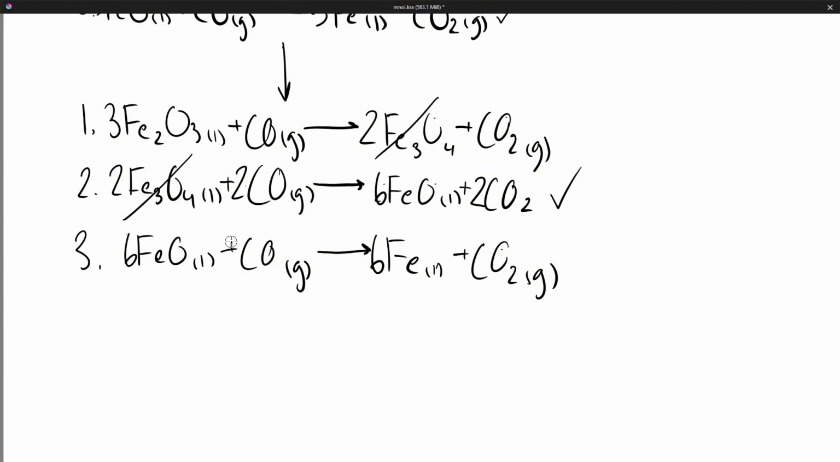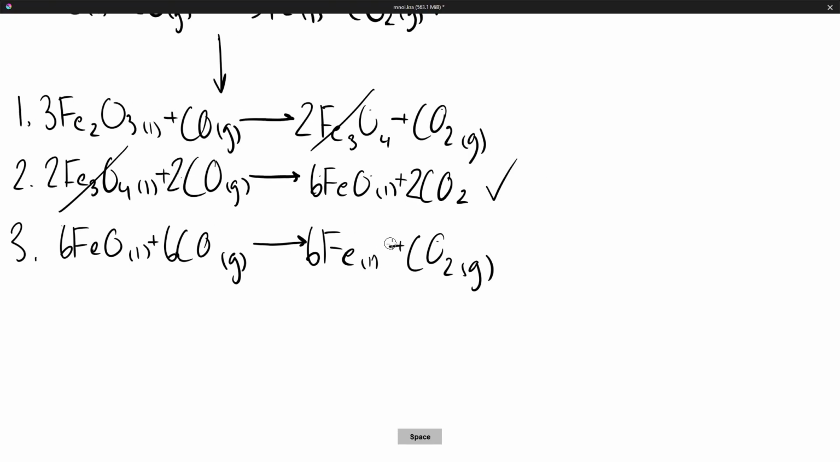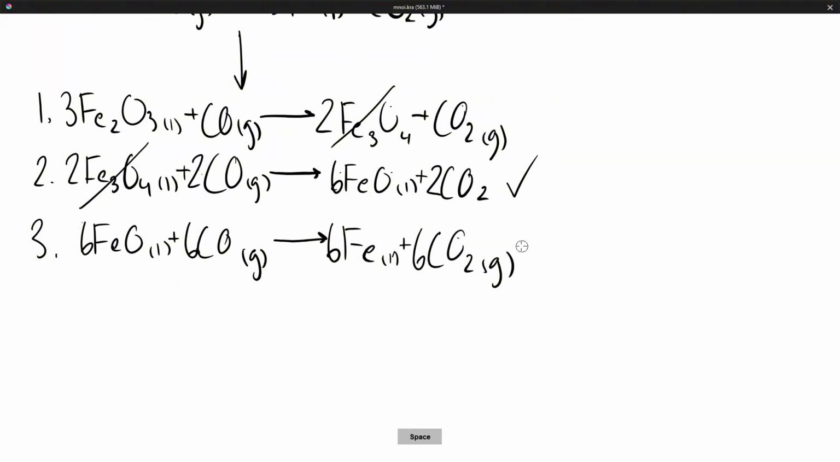So we want to put a 6 coefficient in front of this. Sorry, let me make it clearer. 6 coefficient in front of this, and a 6 coefficient in front of this. So that makes 6 carbon, 6 carbon. That's good. So 6 oxygens, 12 in total on this side, and 12 here as well. 6 times 2 is 12. So that's good.